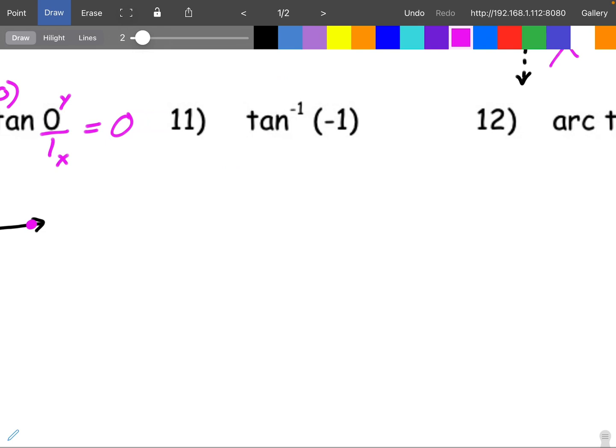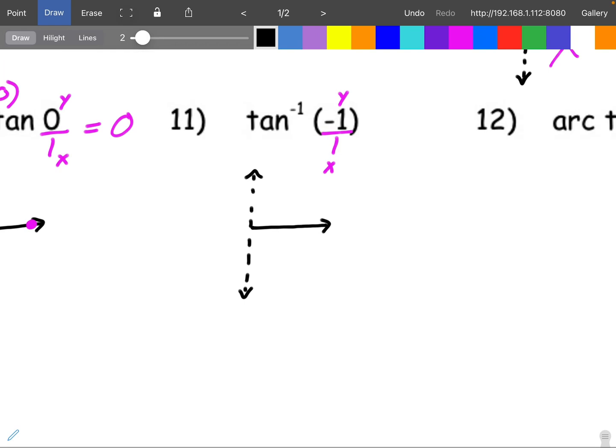All right, the next one, number 11. I want inverse tangent of -1. So remember, we need to make this a fraction. So I'm going to say that that's -1 over 1, which means this is my y, this is my x. That's a little bit weird because there is nowhere on my unit circle that I have both the x and the y value as 1. My radius is 1, not my x and y values.